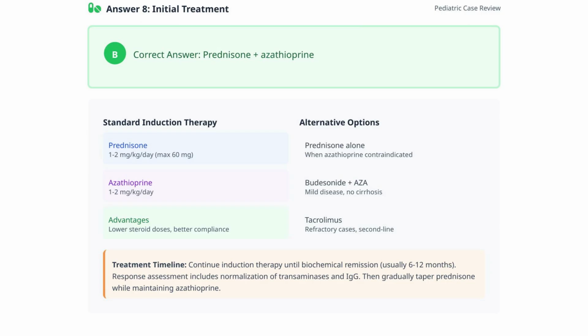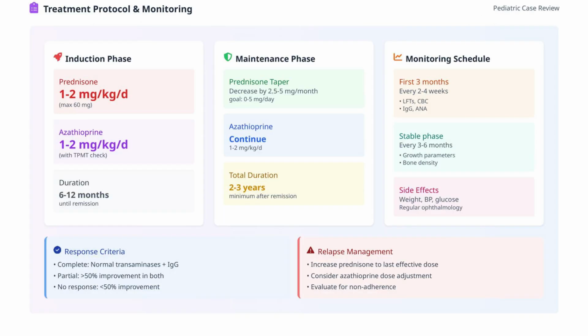Prednisone monotherapy is an option when azathioprine is contraindicated. Budesonide may be considered in mild disease without cirrhosis. Tacrolimus is typically reserved for refractory cases. This table outlines the standard treatment regimen for pediatric autoimmune hepatitis.